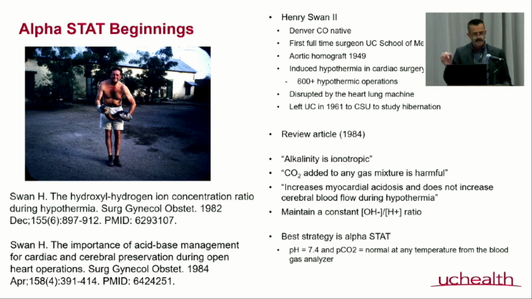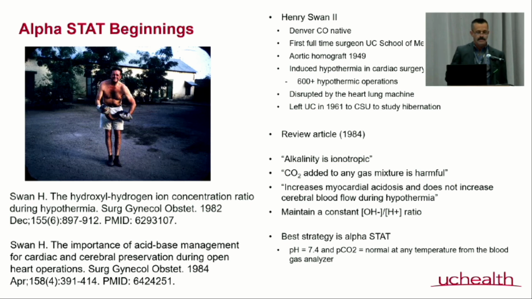The first one was the hydroxyl hydrogen ion concentration ratio during hypothermia. And the second, the importance of acid-base management in cardiac surgery. Some of the quotes from his paper: alkalinity is inotropic. Carbon dioxide added to any gas mixture is harmful, all right? It increases myocardial acidosis, and it does not increase cerebral blood flow during hypothermia. And you must maintain a constant hydroxyl hydrogen ion ratio.